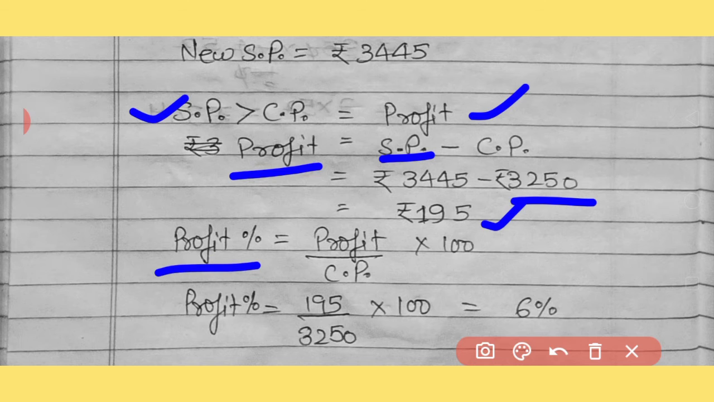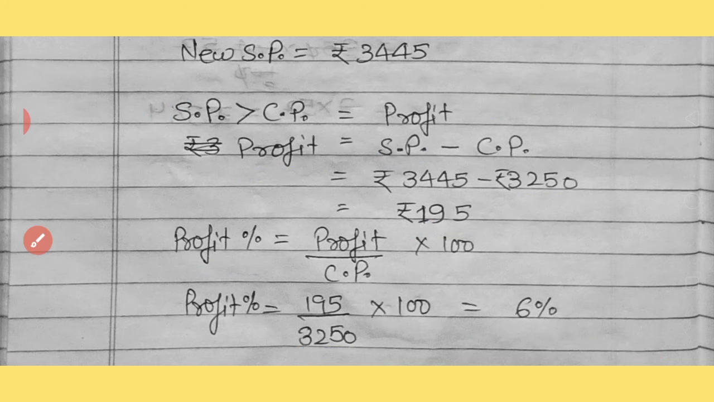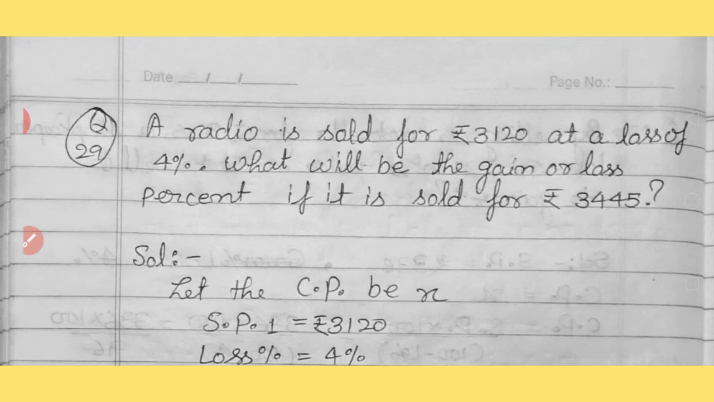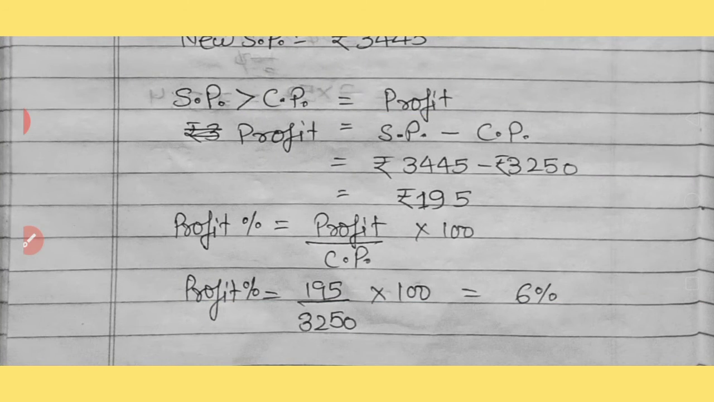So profit percentage is equal to profit upon CP multiplying with 100. Profit is 195 rupees, CP is 3250 rupees, multiplying with 100. After multiplication and division we get the answer, a profit of 6%. It means if the object is sold for 3445 rupees in place of 3120 rupees, the shopkeeper will get a profit of 6%.